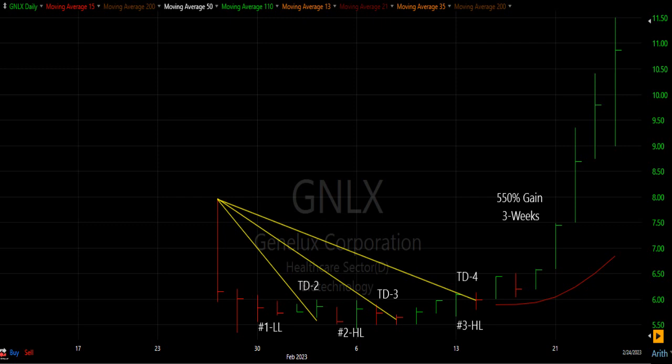Here's another one, GNLX, a clinical stage biotechnology company. This is where understanding the subtleties of price action within these cycles is paramount to identifying the best of breed stocks. Once our first daily cycle completes, we weigh the price action of the subsequent cycles against the first cycle to identify potential price squeezes.